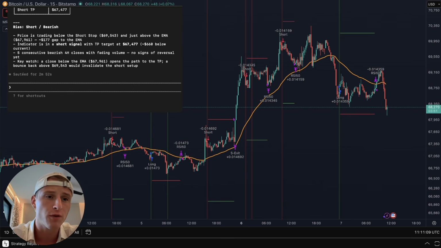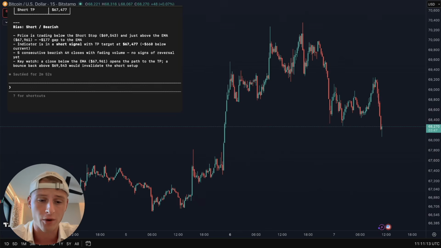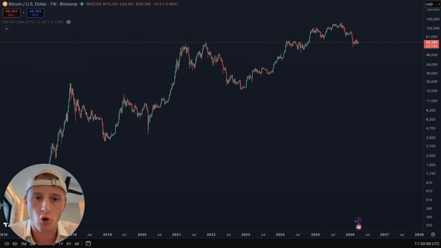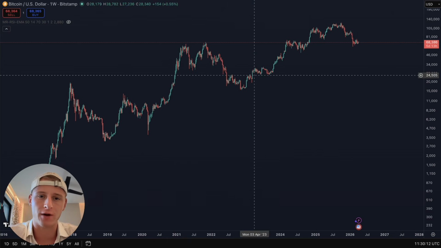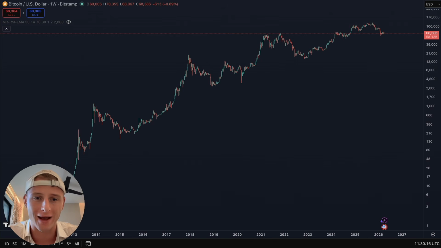So let me first of all remove the previous strategy I made here for the 15-minute chart on Bitcoin. And actually, the first indicator I want to build and also optimize is an indicator that will basically help me predict the Bitcoin bull market and bear market tops here. Obviously, one of the things that is very important is timing the Bitcoin cycles. And if we can look back at certain indicators, at certain timings of the market, it could help us navigate where the Bitcoin bear and bull market top is going to be found.